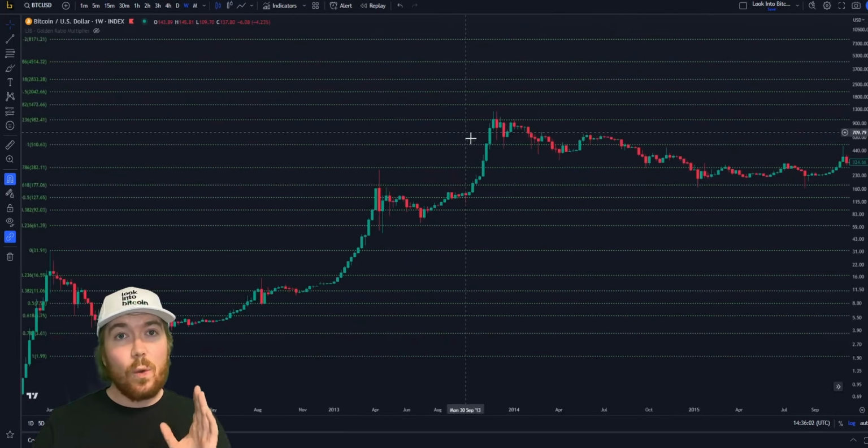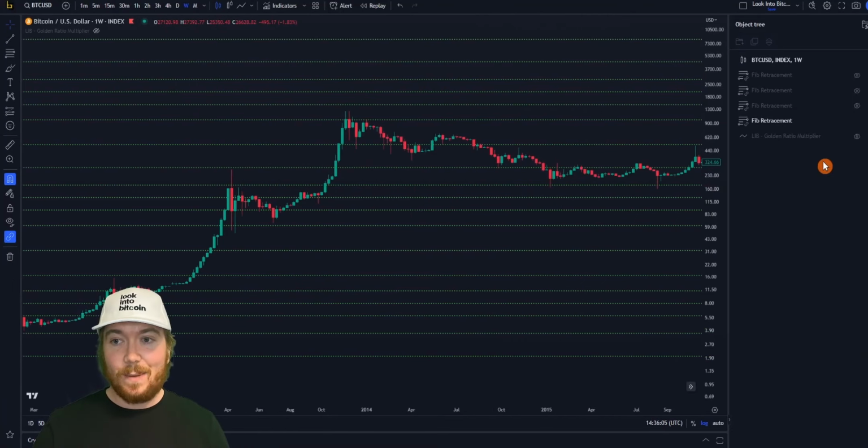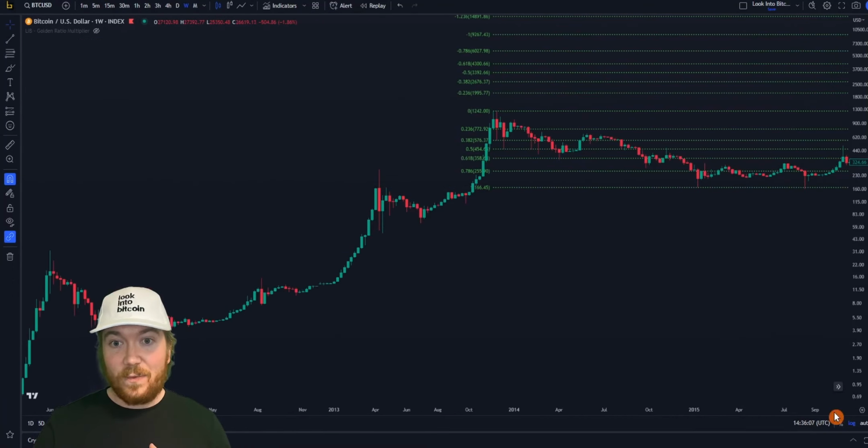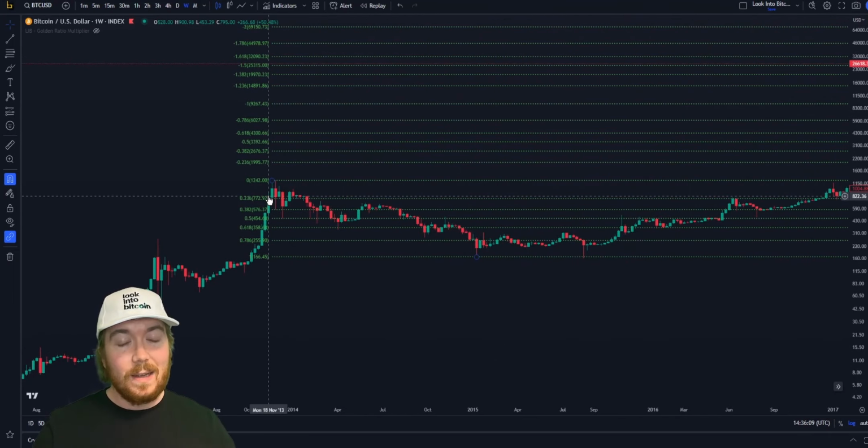And this isn't just a one-off fluke. This happens multiple times. So if I hide this one and add in the Fibonacci of the next cycle, again we peaked here at about $1,200.